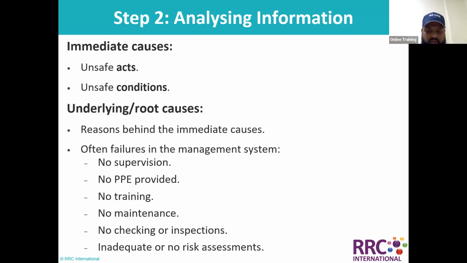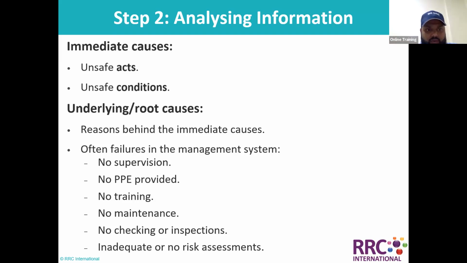Then once you identify the immediate causes, you go on to identify the root causes. Different methodologies are used to identify the root cause. For that purpose, you must be trained in root cause analysis, so that you know which method to choose, whether five whys, fishbone, fault tree, or cause and effect analysis. So you have to identify the root cause based on the surface causes.